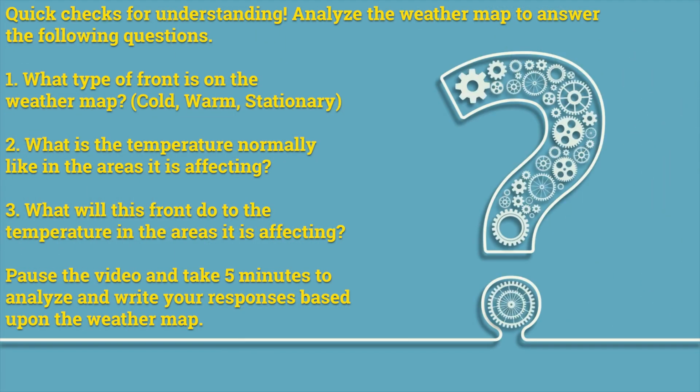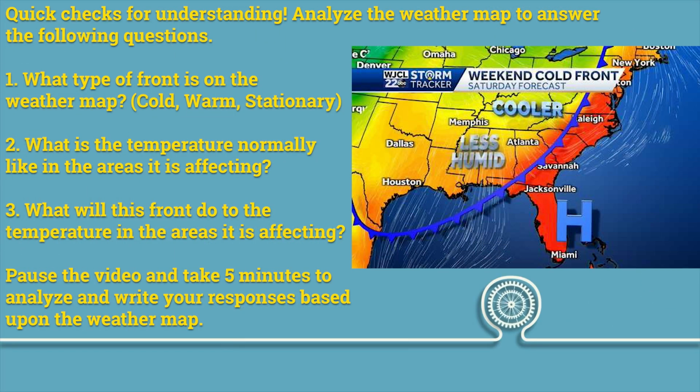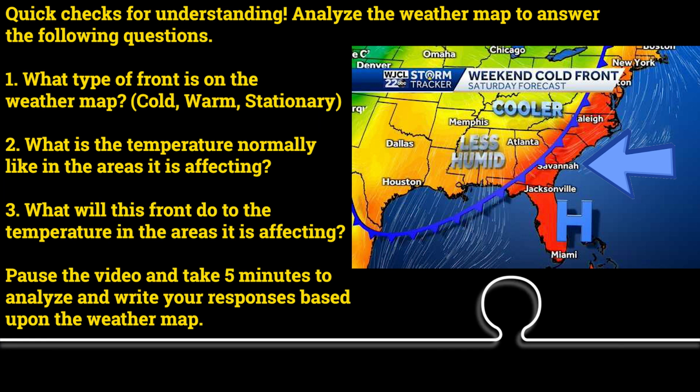Quick checks for understanding. Analyze the weather map to answer the following questions. Number 1, what type of front is on the weather map? Number 2, what is the temperature normally like in the areas it is affecting? And number 3, what would this front do to the temperature in the areas it is affecting? Pause the video and take 5 minutes to analyze and write your responses based upon the weather map.